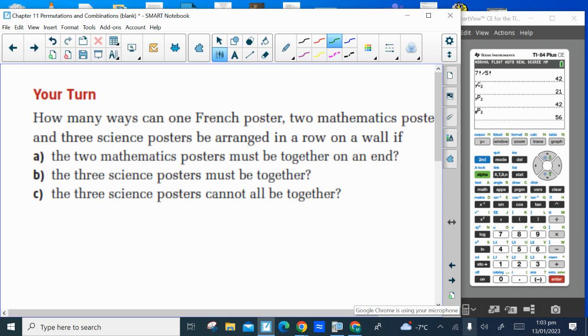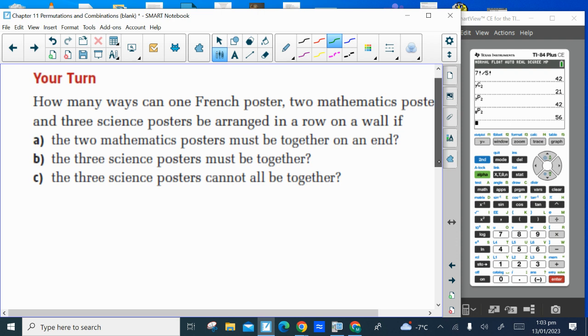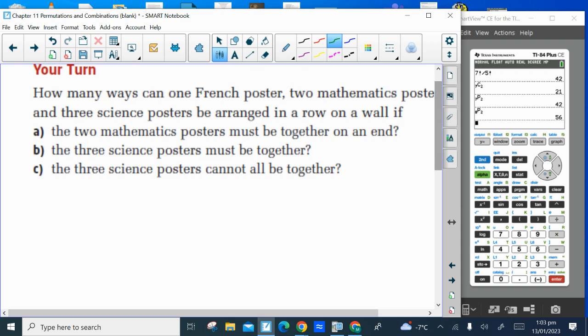How many ways can one French poster, 2 math posters, and 3 science posters be arranged in a row on a wall if the 2 math posters must be together on an end? So there are 6 posters here altogether. So let's start by marking down 6 spaces. And it says that 2 math posters must be together on an end.